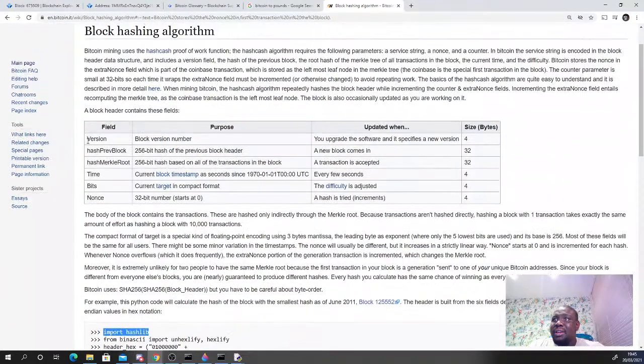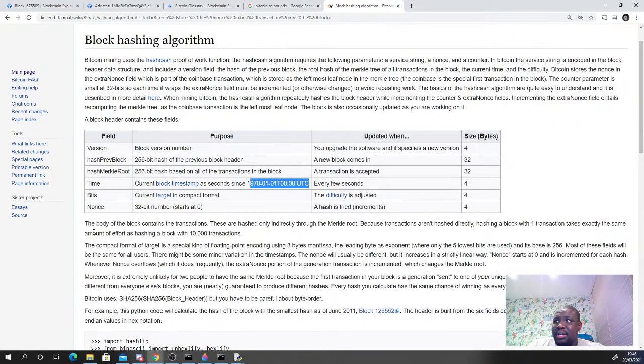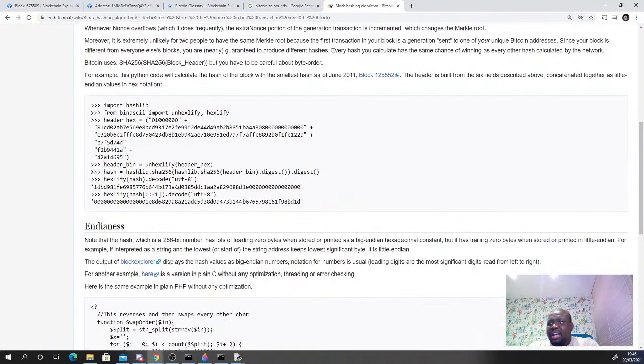Look, here, according to this guy, if you read it, Bitcoin will hash the version number, hash the previous block number, hash the merkle root number, which is the list of all the transactions in the block, and the timestamp of the time that block was created. Current block time is seconds since this and this. Every few seconds, this value will change. Bits, the current target; the difficulty is adjusted. So the nonce is the value that you will definitely change, and you can actually hash it.